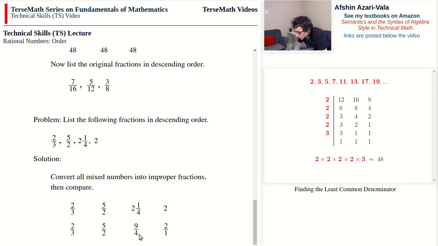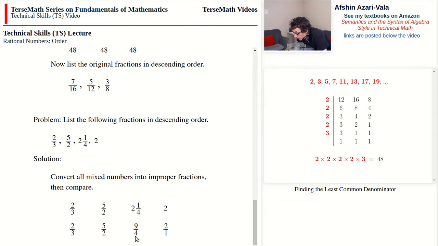If it doesn't work, then double it up and see if you can use that. 4 times 2 is 8, and 8 doesn't work because 8 is not divisible by 3. So multiply it by 3 and see if that works. 4 times 3 is 12, and 12 is divisible by 3, it's divisible by 2, and it's divisible by 4. And of course anything is divisible by 1.